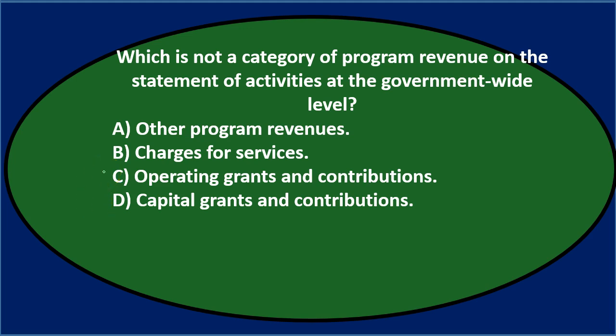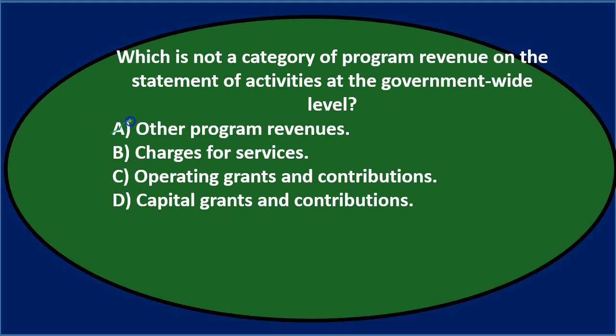Now, you're going to have to be familiar with basically this statement to answer this. It's not really totally intuitive if you're going from financial accounting here. These three, B, C, and D, are going to be on the statement. Other program revenues is not one of the categories of program revenue.